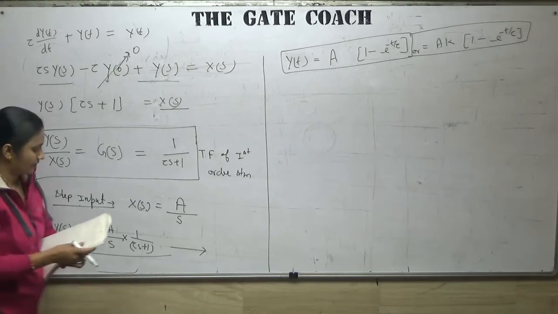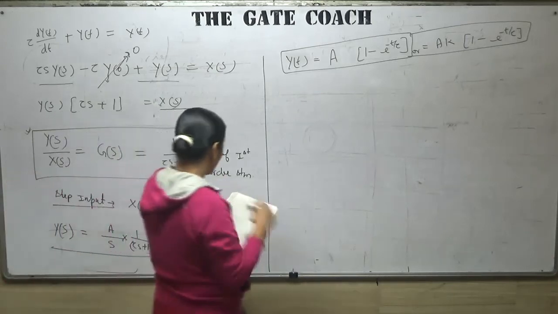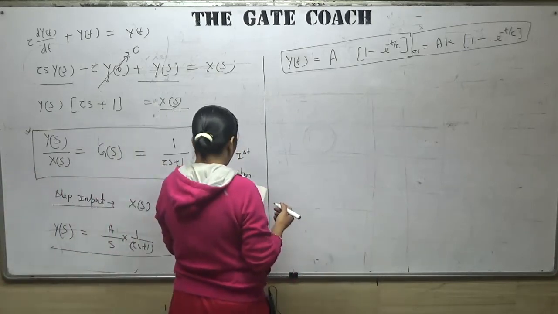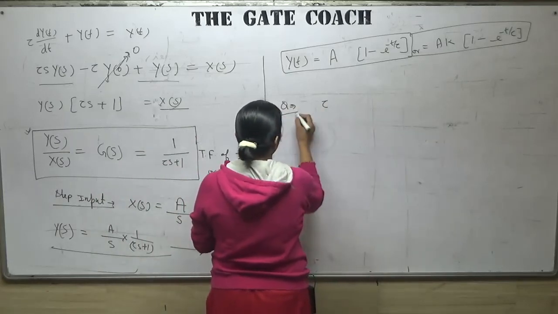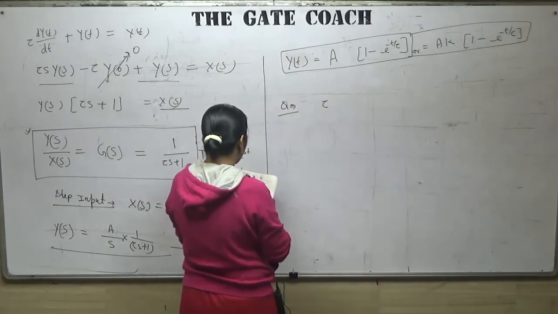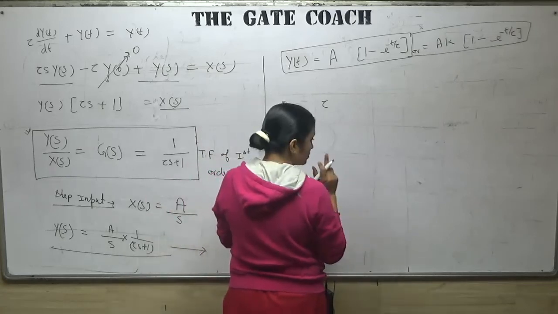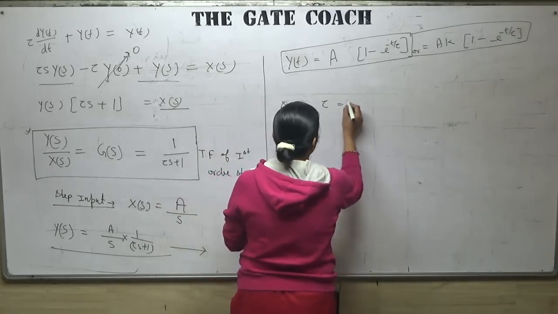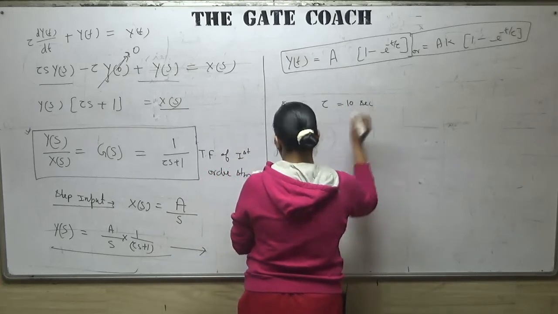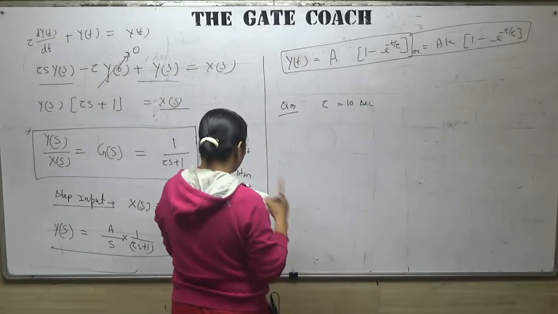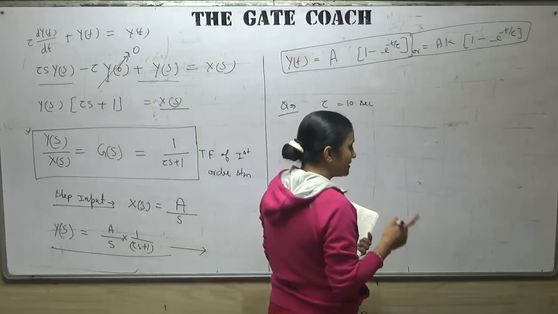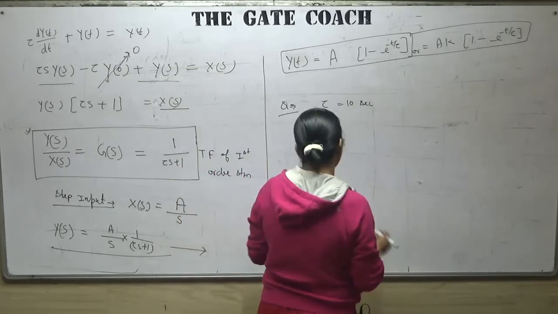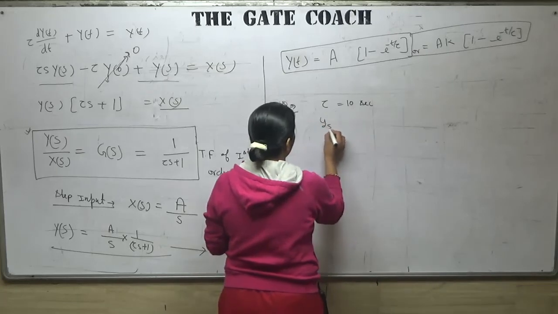The question is a basic question. A thermometer of time constant is given. I am giving you the values, just try to solve. A thermometer of time constant, denoted by tau, is 10 seconds. It is initially at 30 degree centigrade. Initially 30 degree centigrade means this is given as the steady state value, denoted by y_s.